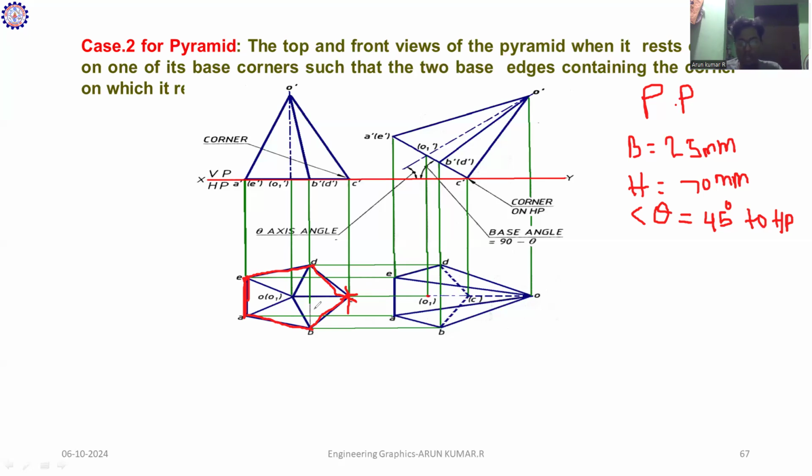But here you have to consider the rectangle, and the height value is very important. Whenever you consider the height value, the center point is foremost important. So what do I have to do here? I have to find out the center of the pentagon. How to consider it? Whenever you count the corner, draw the opposite line.